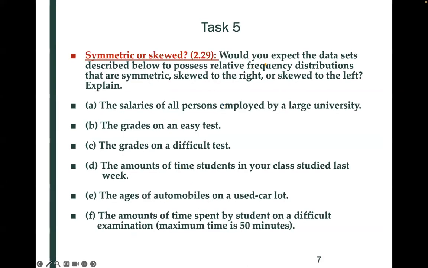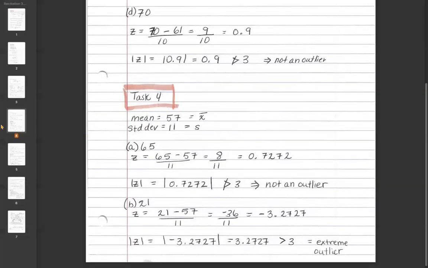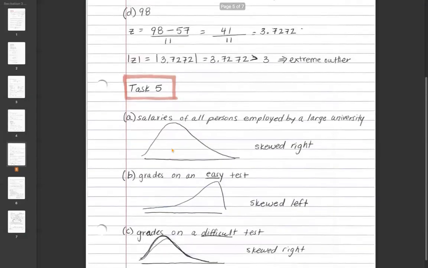Task 5. Would you expect the data sets described below to possess relative frequency distributions that are symmetric, skewed to the right, or skewed to the left? Explain. So here we have our different scenarios, and we want to know, okay, would, for example, the salaries of all persons employed by a large university be skewed to the left, be skewed to the right, or be symmetric? So I always try to visualize what it would look like.